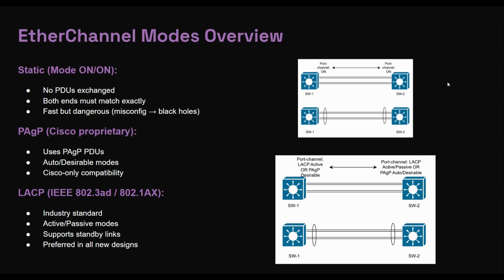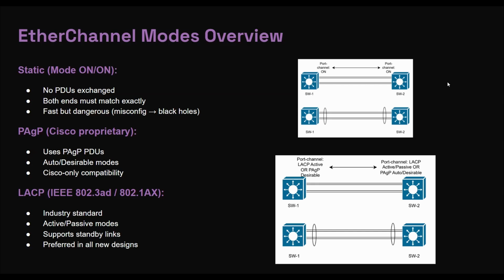Better will be PAgP, which is Cisco proprietary, and it uses PDUs to exchange communication on what, let's say, speed the interfaces joining the port channel have, or whether it is a Layer 3 interface, a Layer 2 interface, or a switch port. So dynamically setting up using PAgP is much better than mode on, but it's Cisco only. Better will be the IEEE standard 802.3ad, which is LACP.